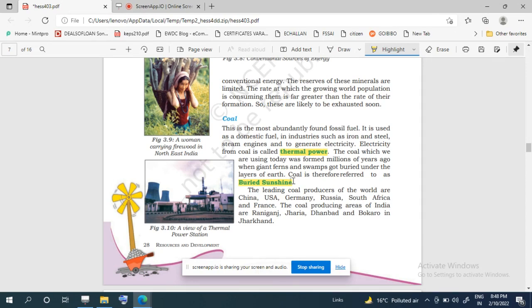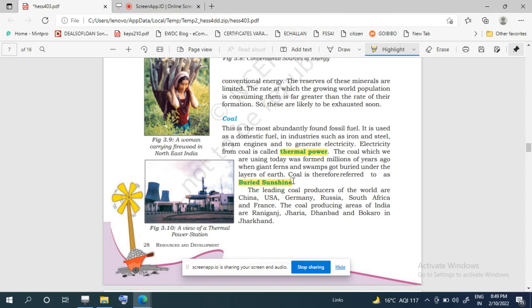The giant ferns and swamps got buried, and now they are converted into coal because of heat and pressure. So they are buried, right? But at the same time they are sunshine. Why is it compared to sunshine? Because they are the source of power.